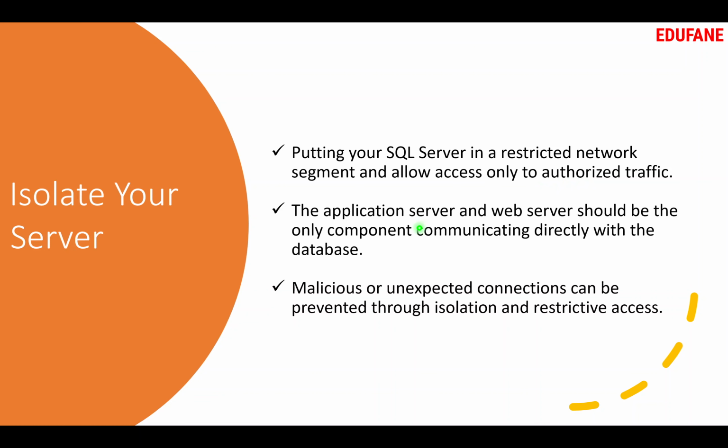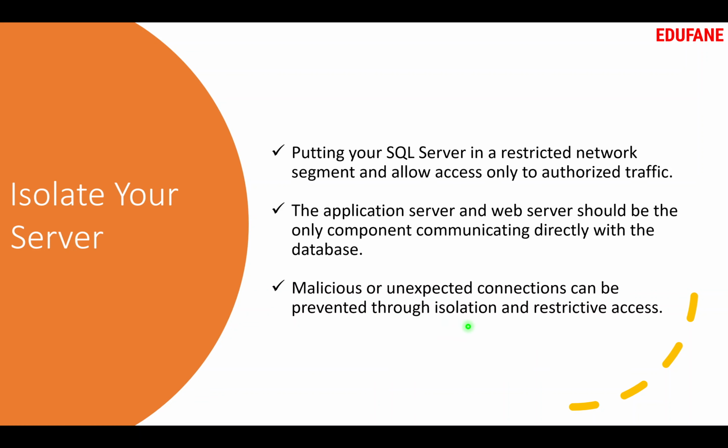So make sure of this. Then the application server and the web server should be the only components communicating directly with the database. So you can design your architecture so that no other server, like an email server or any other server, can directly communicate with your database server. If they need some information or data, they can communicate with the web server or application server, and then the application server and web server can communicate with your database server. So make sure your architecture complies with all these things.